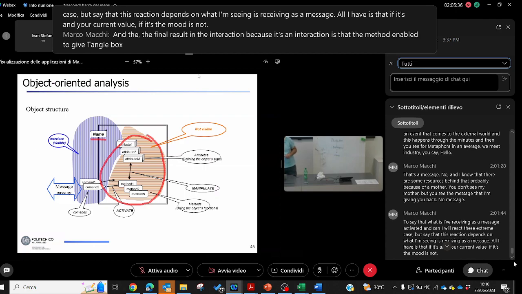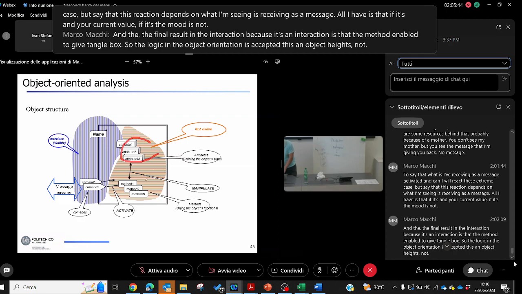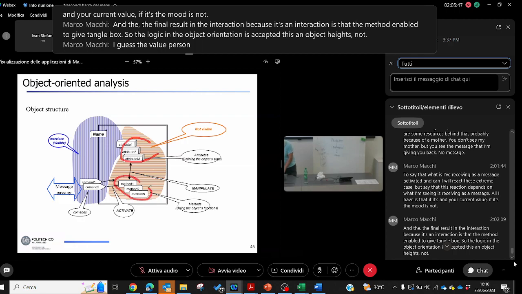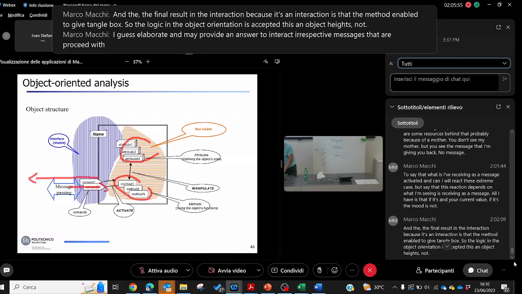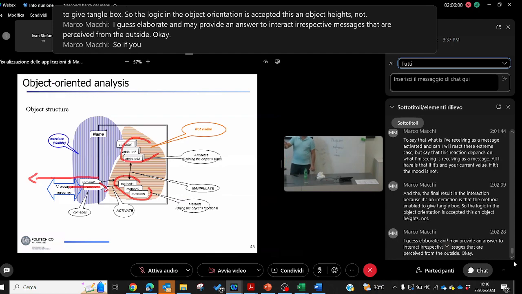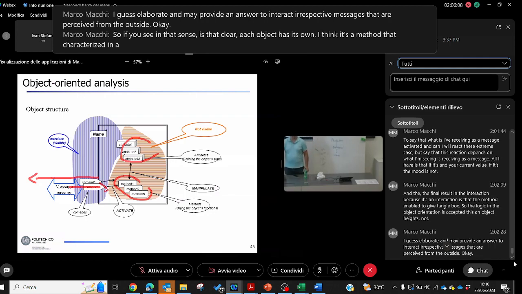So the logic in object orientation is exactly this. An object hides, not visible, some attributes and the values it has, elaborates thanks to the methods, and may provide an answer to interact with respect to messages that are received from the outside. Okay? So if you see it in that sense, is that clear? Each object has its own attributes and methods that characterize the object in the full sense and enable the object to interact through this message passing back. Okay?